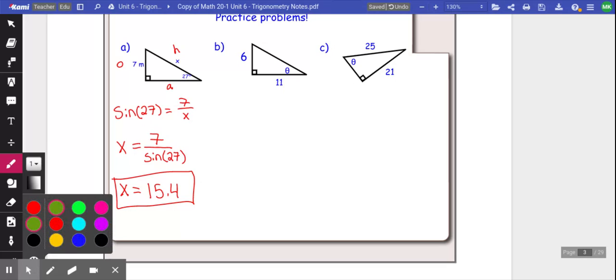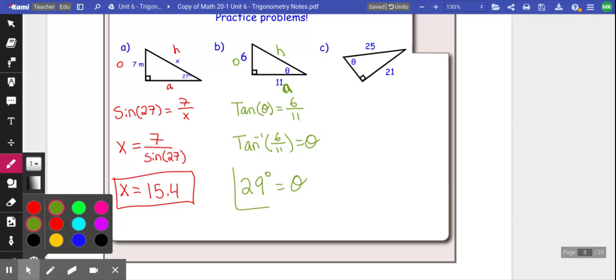Beautiful. For B, you should have labeled your triangle like this. H, O, and A. When you did that, you have O and A, so you should have been using tangent. So tangent of your missing angle would have equaled O, which is 6, divided by A, which is 11. Since you're looking for an angle in this question, we would do second tan, 6 divided by 11. And that would tell you your missing angle. It's 29 degrees. It was 28.6. That rounds to 29 degrees.